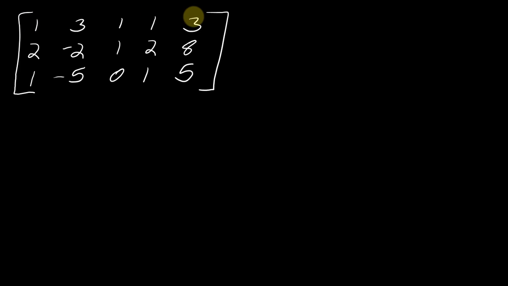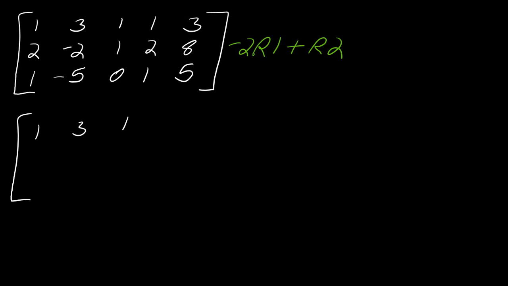I already have my 1 here, so now I need this to be a 0. What do I need to add to 2 to turn it to 0? I need to add -2. So I'm going to multiply this entire row by -2, and then add it to row 2. Let's go ahead and do that.